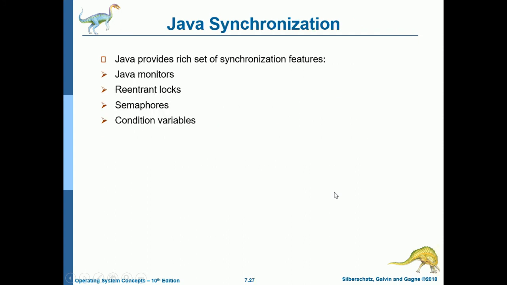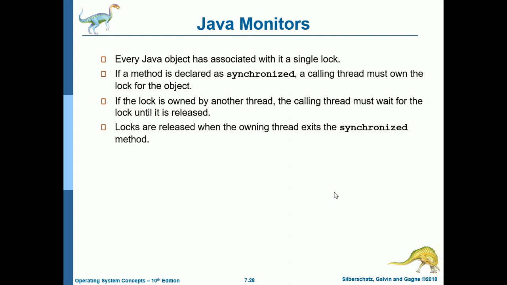Okay, we have POSIX and we also have Java synchronization. Java provides a rich set of synchronization features such as Java monitors, re-entrant locks, semaphores, and condition variables. For Java monitors, every Java object has associated with it a single lock. If a method is declared as synchronized, a calling thread must own the lock for the object. If the lock is owned by another thread, the calling thread must wait until it is released.